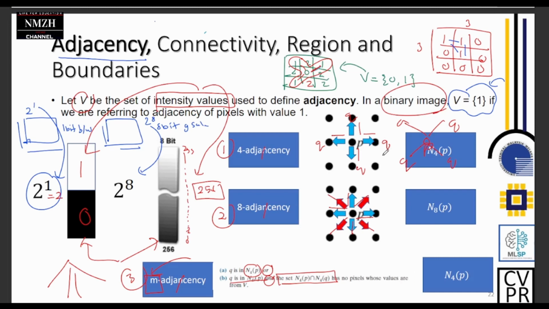So if we are talking about m adjacency, this set and this set have no pixel in common, meaning they do not intersect. In layman's terms, it cannot be the same pixel in here and here. It does not exist in both the 4 adjacency and 8 adjacency at the same time. That is the idea.